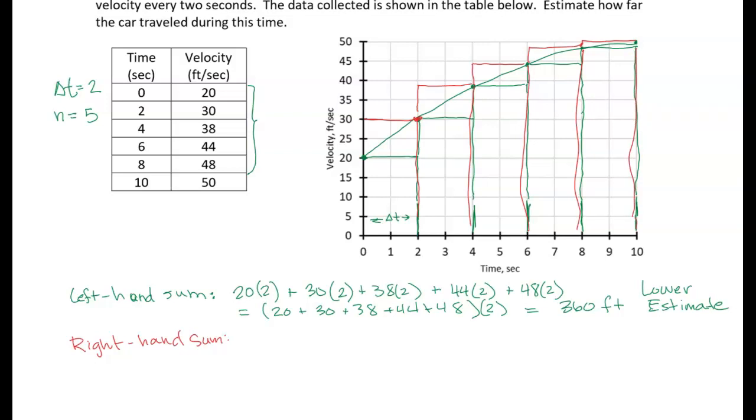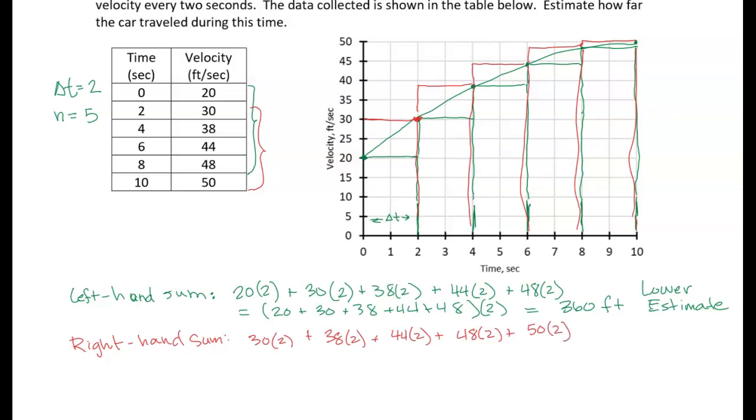Anyway, so now to get the right-hand sum, we're going to add up all these red rectangles. And we're using the right-hand data point as the height of those rectangles. So we're going to get 30 times 2 plus 38 times 2 plus 44 times 2 plus 48 times 2 plus 50 times 2.